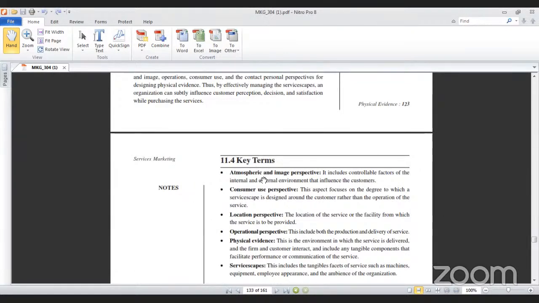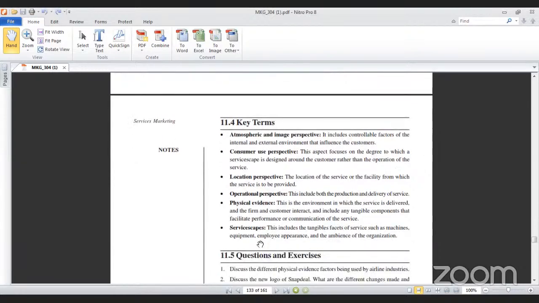Atmospheric and image perspective, consumer use perspective, location perspective, operational perspective, physical evidence and servicescape.